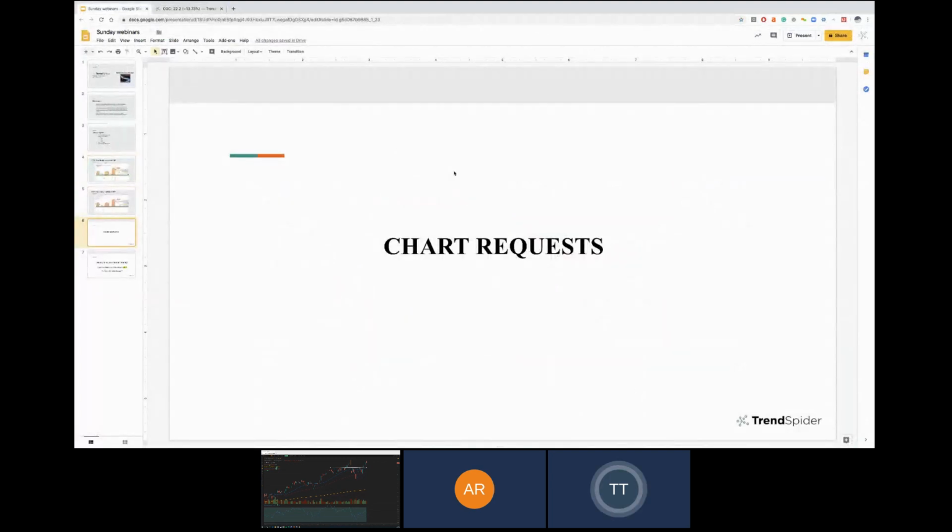We do have a chart request session now. So Zach, if you want to take back over, if anybody has some charts they want to look at, Zach will take a look at some.